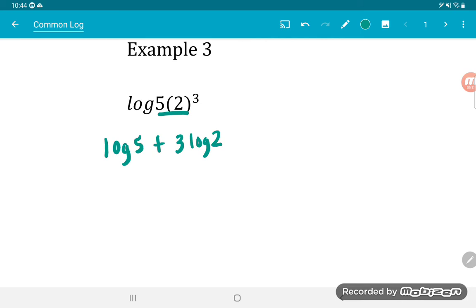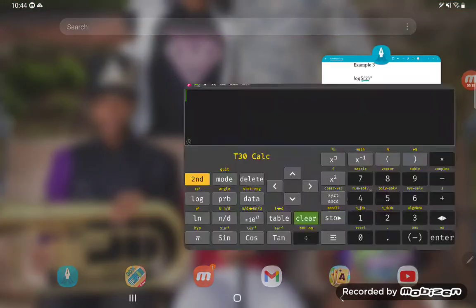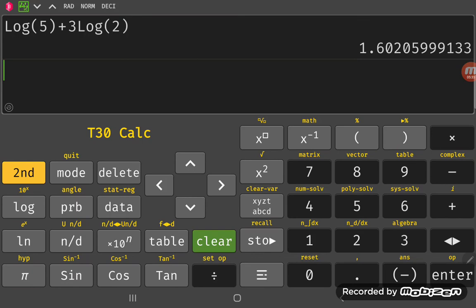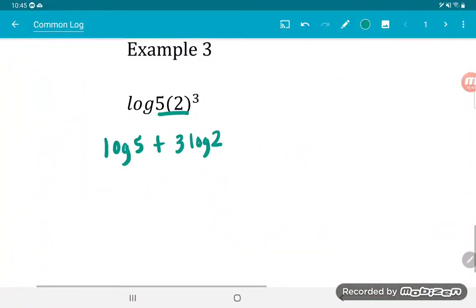We're going to type this just as we see it in the calculator. So we have log 5, close that parenthesis, plus 3 log 2, close that parenthesis, click enter, and you'll have 1.6021 because the 5 tells you to round up. So for example 3, you have approximately 1.6021.